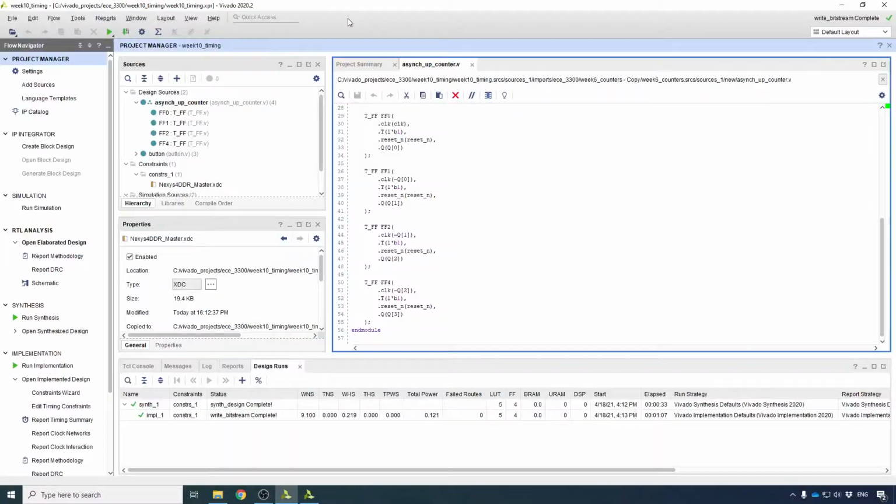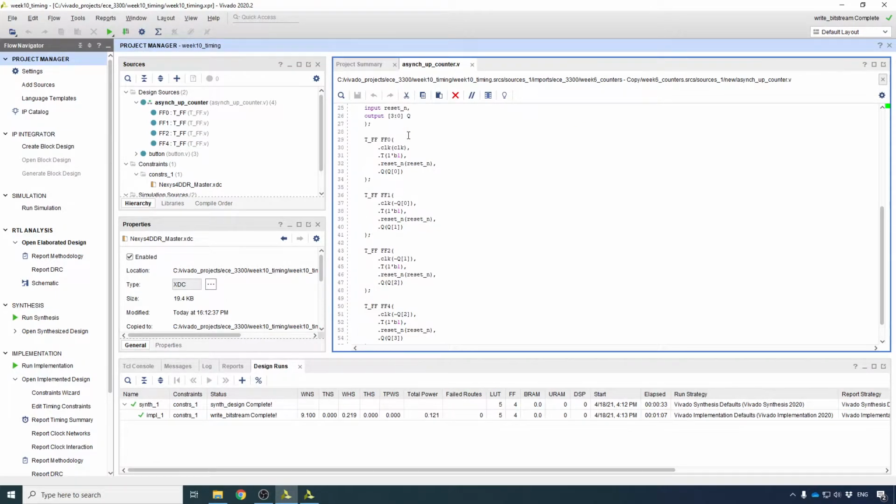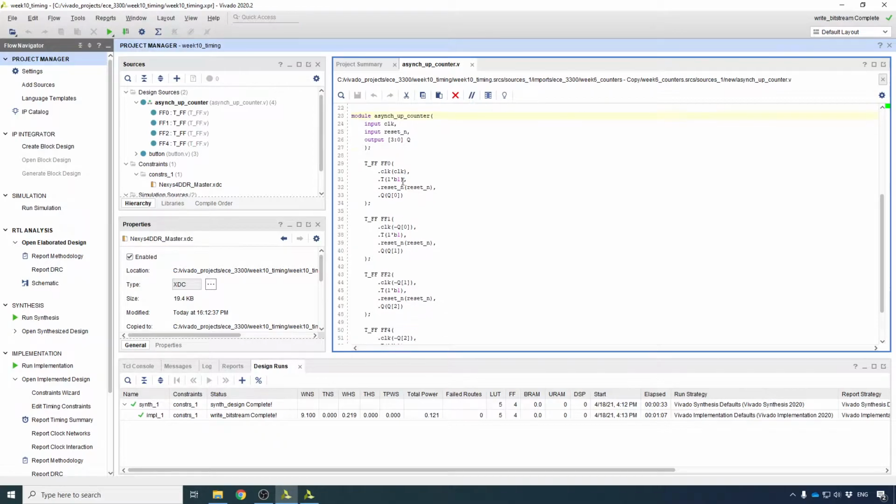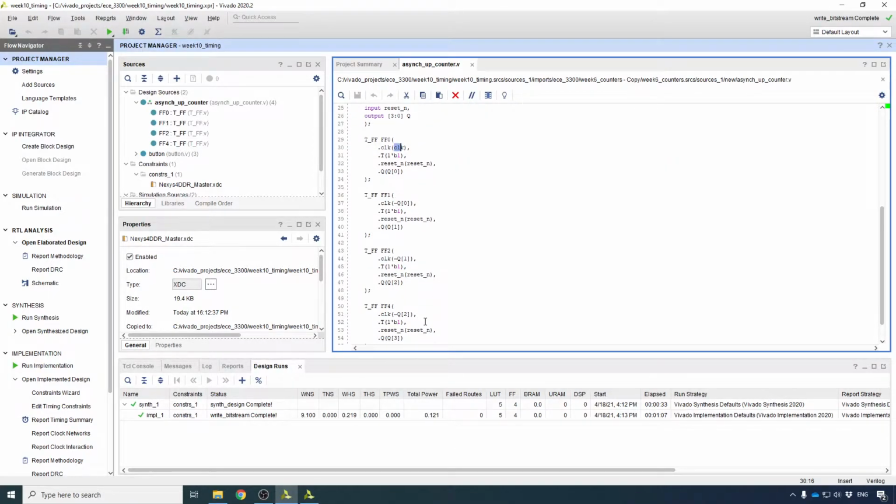So let's get there. In this project that I'm showing you, I picked up the asynchronous up counter that we covered when we talked about counters. This is the type of circuit that only uses the clock for the first flip-flop, and then the other flip-flops do not have it. I'll show you how you can actually read the timing constraints over there.